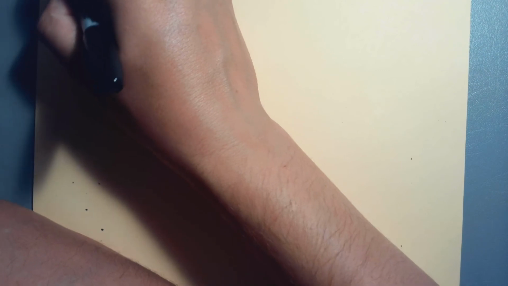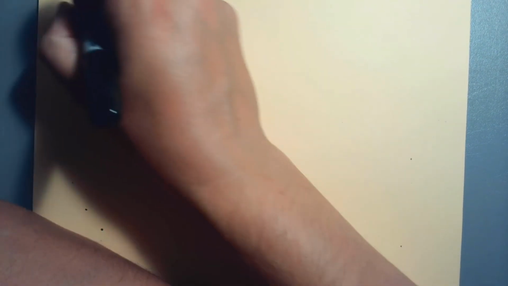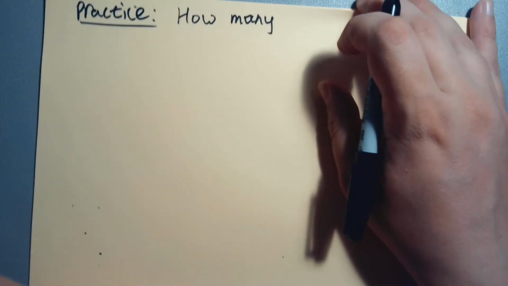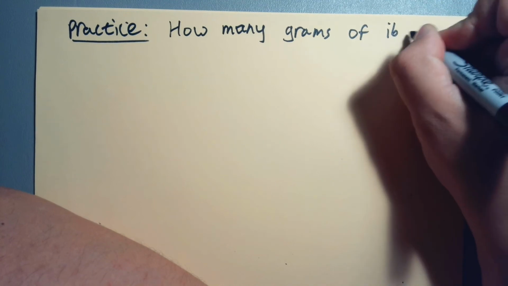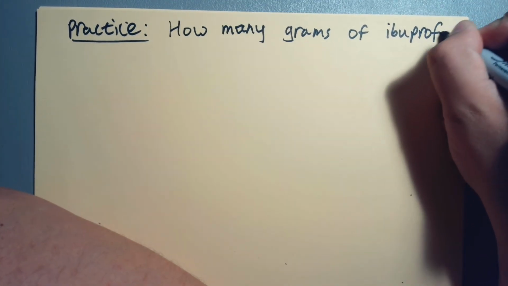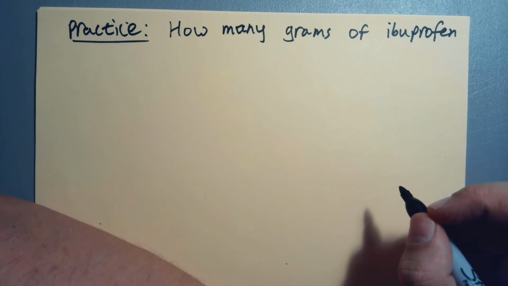Let's look at another problem here. Let's say we're going to make a 2.0 liter solution of ibuprofen, and we want to make a certain molarity. So I'm going to get tricky here. I want to specify how many grams of ibuprofen, even though everybody says ibuprofen, that I know of.